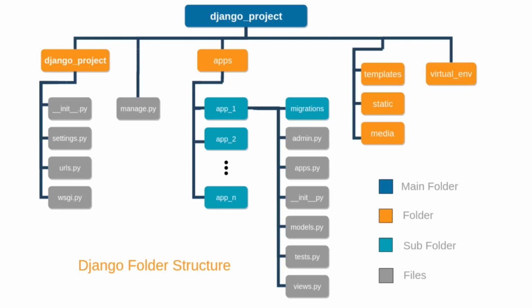We can also have a separate folder for templates, static files like HTML, CSS, JavaScript, and media files like images, video, and audio. We have a manage.py file under the project folder, which we use to run the Django project. We use the settings.py file in the default Django application to configure the Django project. All the URL routings will be kept inside the urls.py file.